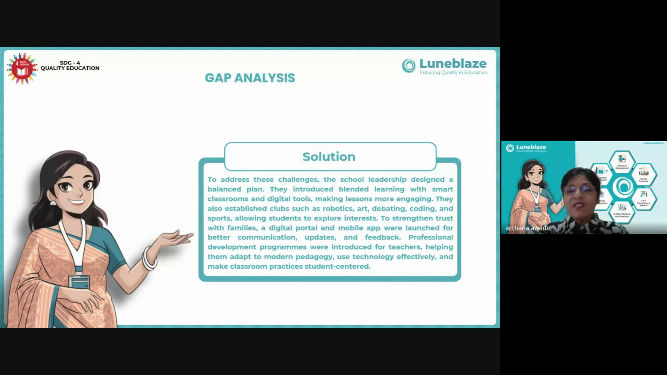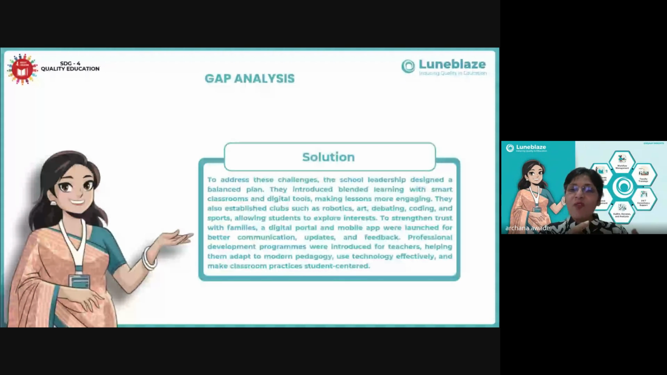So they have emphasized the four pillars. For engaging learning, they started with blended learning, smart classrooms, and digital tools. If you look at the solution from this gap analysis, what were the three pain points? Students' engagement, communication with parents, as well as the traditional teaching-learning process. So for that, what has the school leadership team adopted? They have got the solution for engaging students in learning. They started with blended learning, smart classrooms, and digital tools.